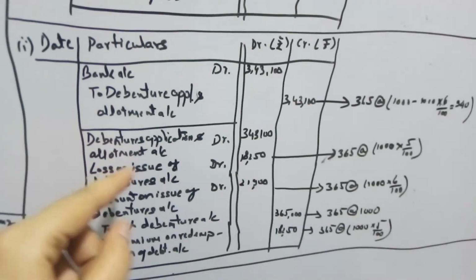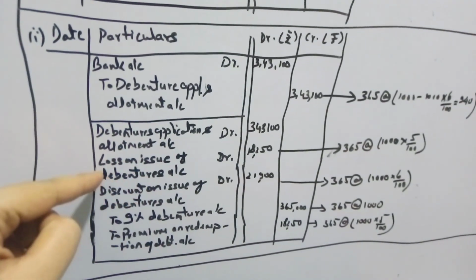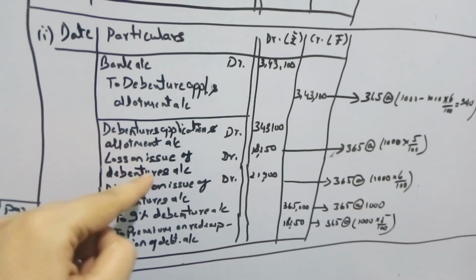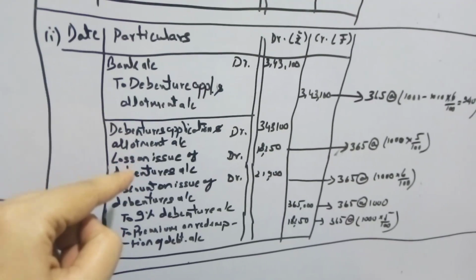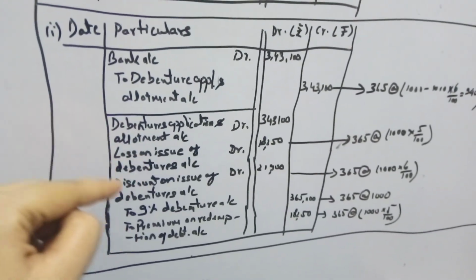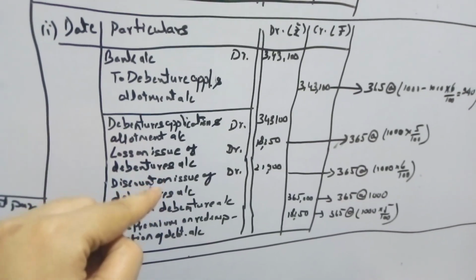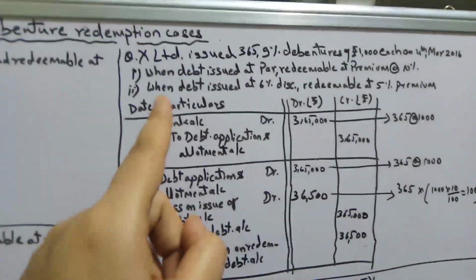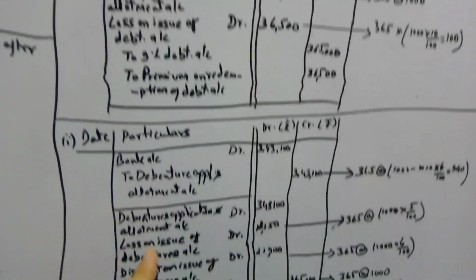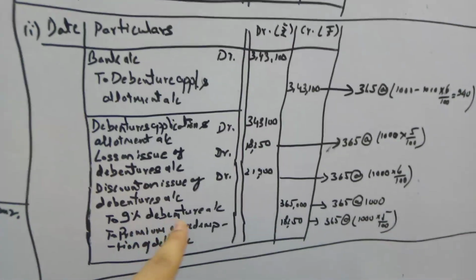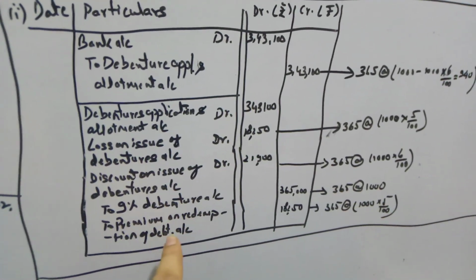Now the second entry: debenture application and allotment account debited, loss on issue of debentures account debited. This loss is nothing but the premium which you have to pay during the redemption. Then discount on issue of debentures, this is again a loss because it is mentioned in the question that debentures are issued at discount, therefore it is debited, to 9% debentures account, to premium on redemption of debentures.